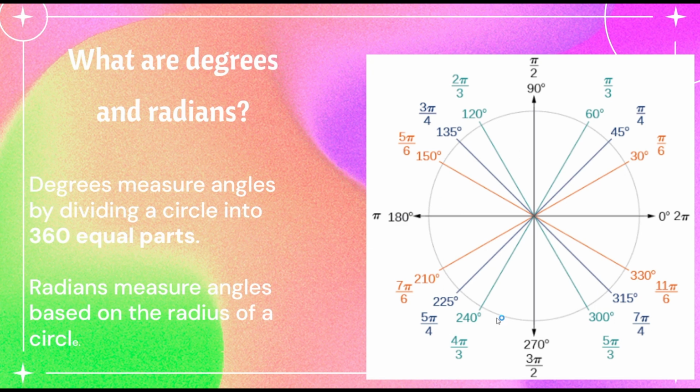Again, if we refer to our trig circle, we can see that half of a circle, or half a revolution, is 1 pi radian, or 180 degrees.